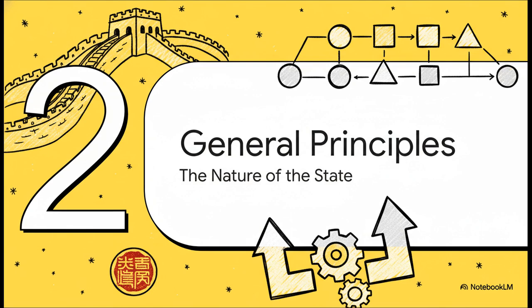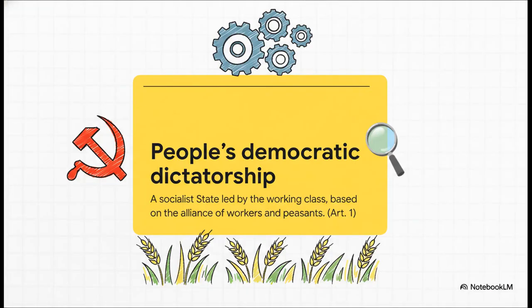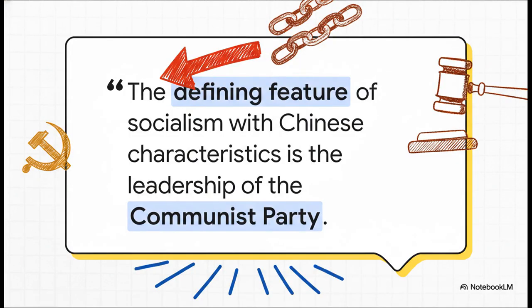Well, that brings us right to Chapter 1, the general principles. This is where the Constitution defines the fundamental nature of the state itself. Article 1 gets right to the heart of it. It defines China as a socialist state under the people's democratic dictatorship. Now, what does that mean? In essence, it's a state led by the working class, built on a foundation of an alliance between workers and peasants. Now check this out, because this is a really big deal. This line was actually added in the 2018 amendment. It explicitly elevates the leadership of the Communist Party to the defining feature of the entire system. It cements the party's central role right there in the very first article of the Constitution.